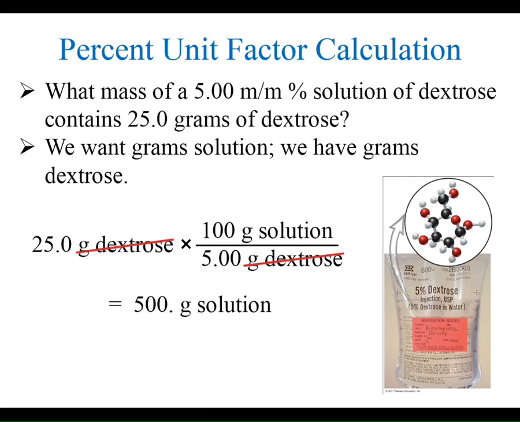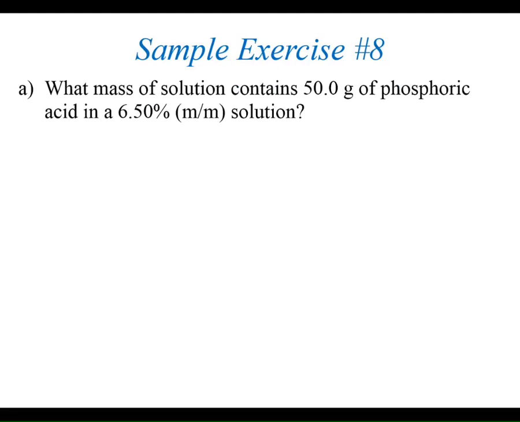Okay, we've got 2 minutes. We're not going to have time to finish everything up, obviously. So let's just try one here together. What mass of solution contains 50.0 grams of phosphoric acid in a 6.50% mass solution? So I want to find mass of solution. I have the mass of solute and the percentage of the whole solution.